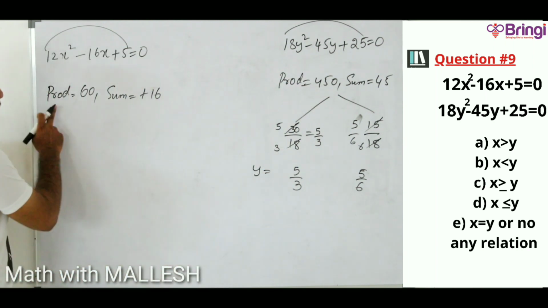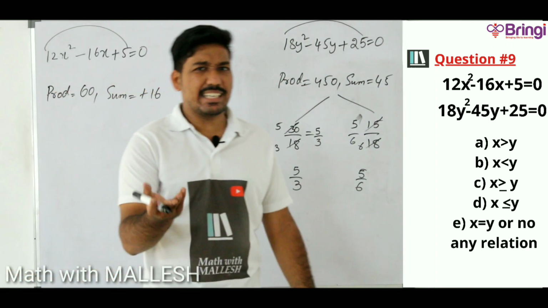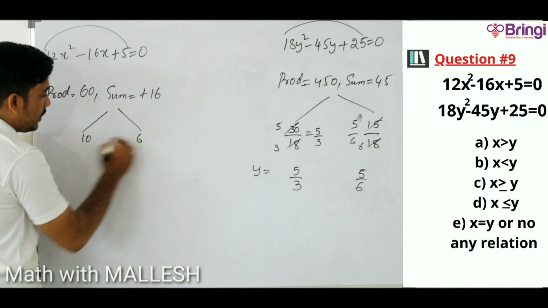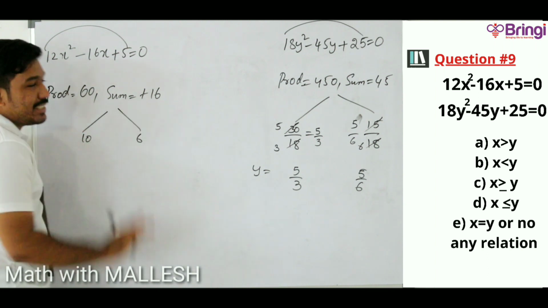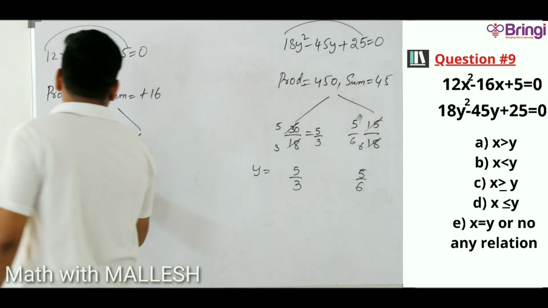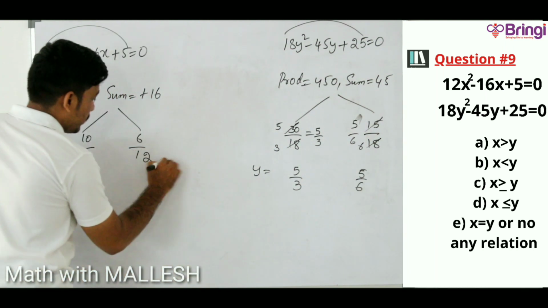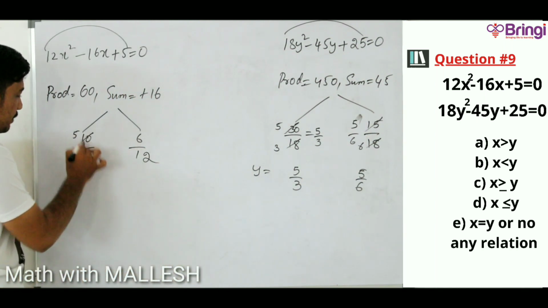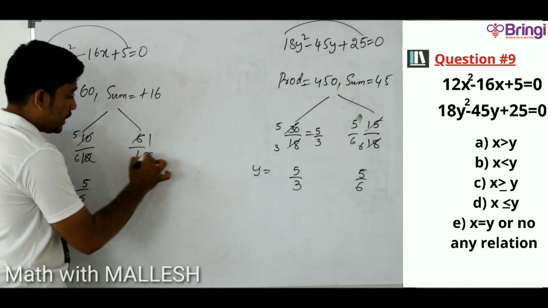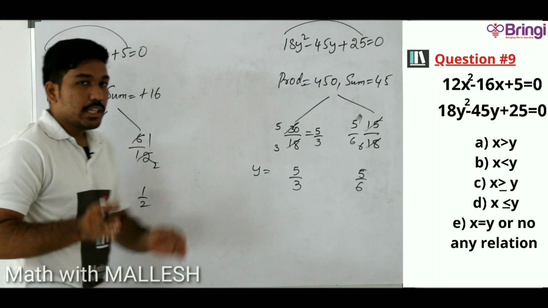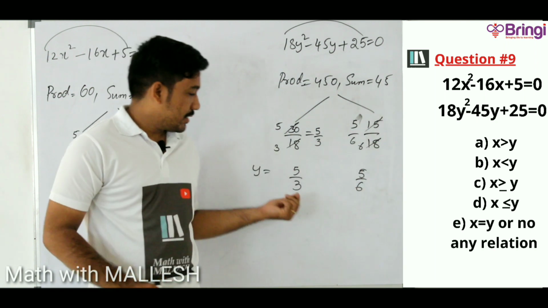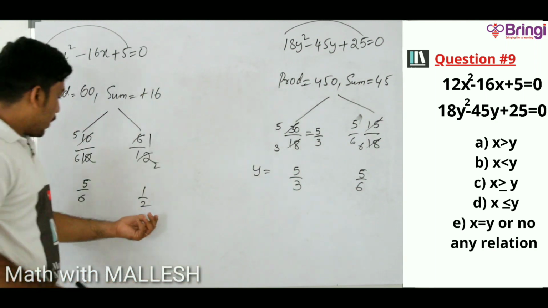And moving on to this one, product 60 and sum 16. It is easy. 10 and 6. See, multiplication 60, addition 16. And now we have to divide with the 12. Divide with the 12. Now 5 times and 6 times, so 5 by 6. And here 1 time and 2 times, 1 by 2. If you find divisions a little difficult, 5 by 3 how much, 5 by 6 how much, 1 by 2.